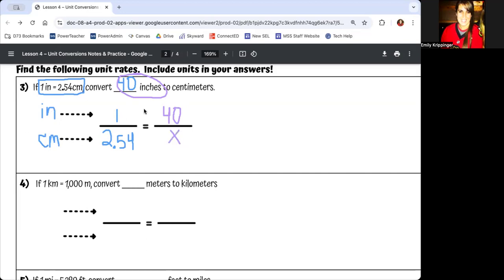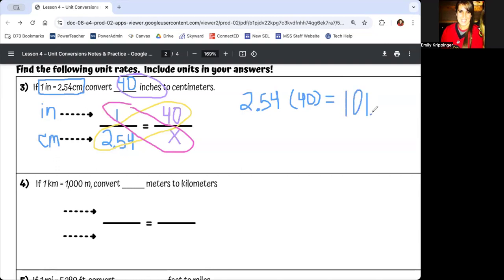Now I'm going to highlight my 2 diagonals. So we have diagonal number 1 and diagonal number 2. Now let's multiply to solve. So we find the diagonal that has 2 numbers in it. This diagonal right here has 2 numbers. So we're going to multiply 2.54 times 40. If I plug that into my calculator, 2.54 times 40 is equal to 101.6.